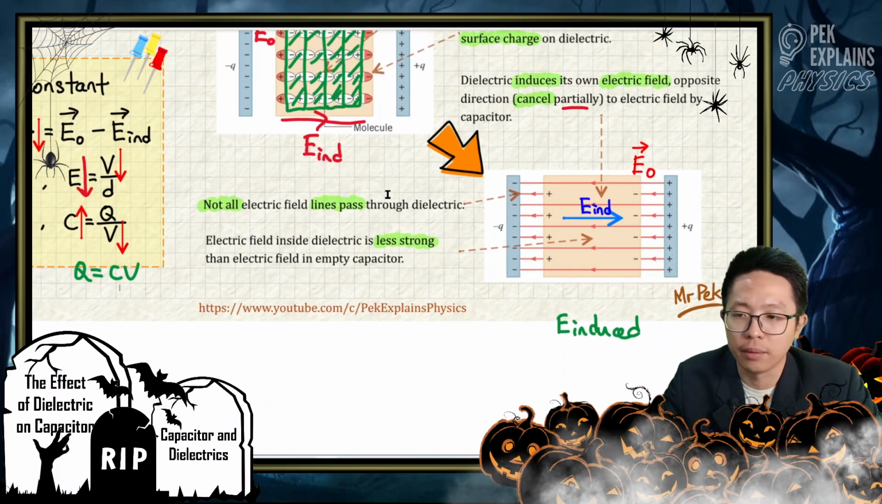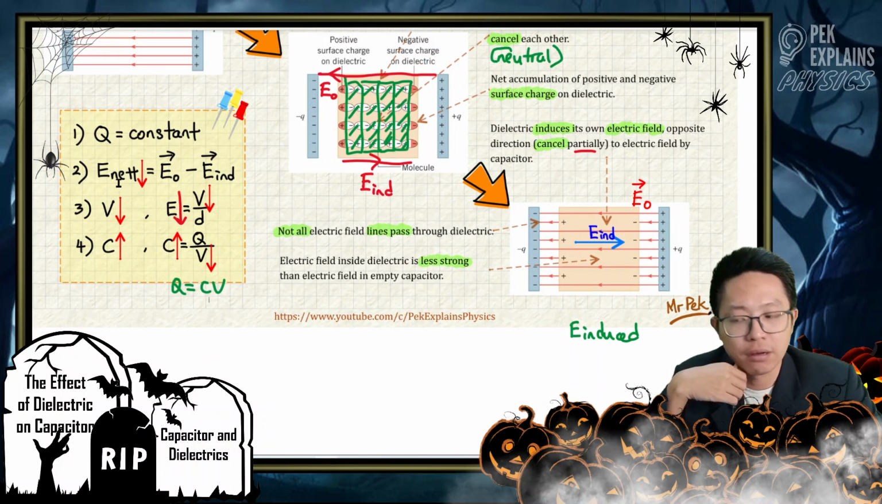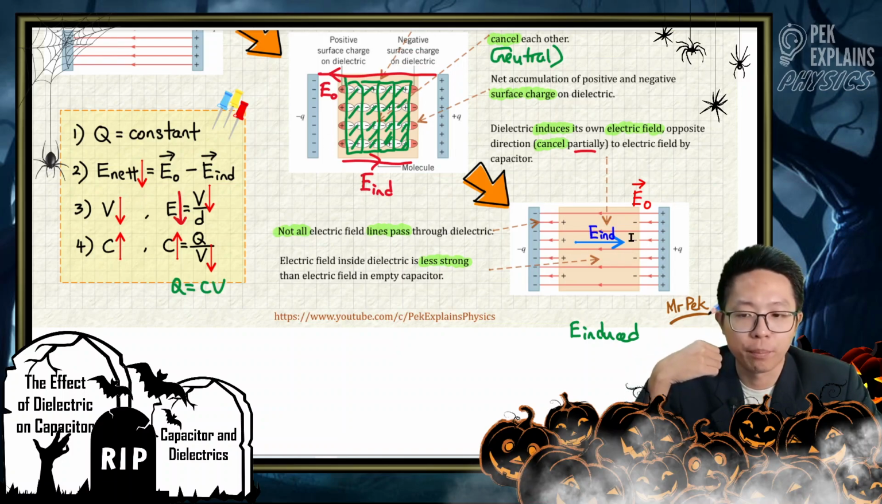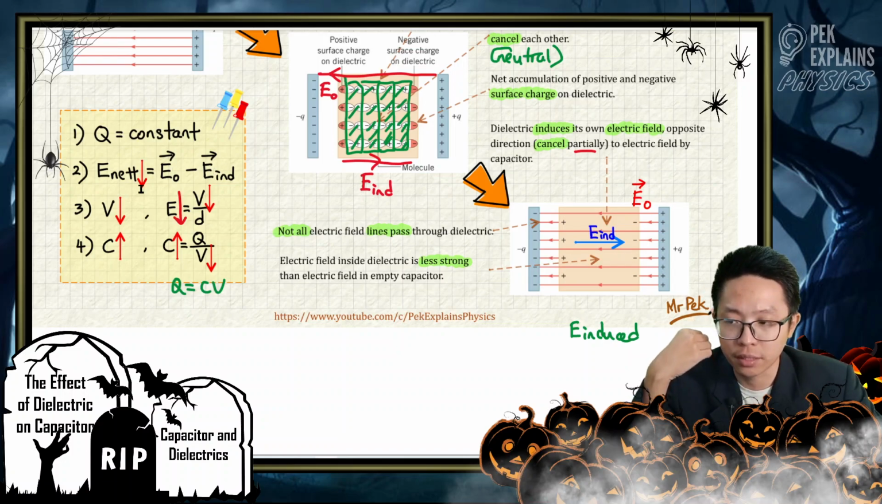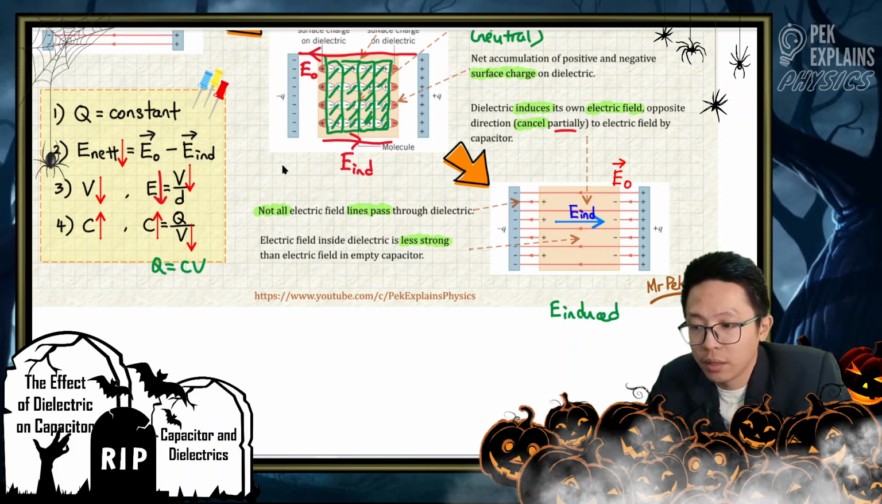Okay, so here got a few statements. Just now I used mathematics to explain why the resultant electric field reduces because of the presence of the dielectric. Because of the induced electric field, which is in the opposite direction to the original electric field, and they cancel partially, and that's why the resultant electric field reduces. Okay, this is by mathematics, but now how to understand more about this reduction of resultant electric field? This statement, if you look at here, this diagram, not all electric field lines pass through the dielectric. This one I refer to the original E naught.